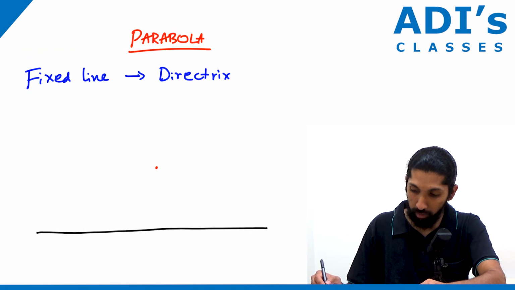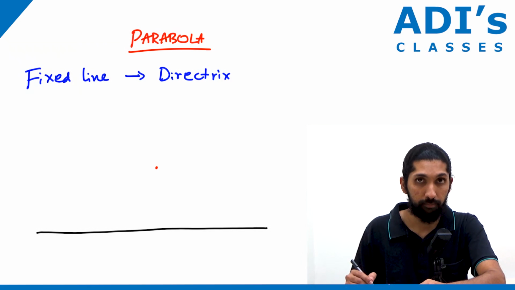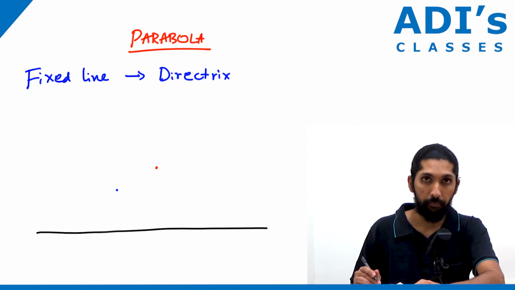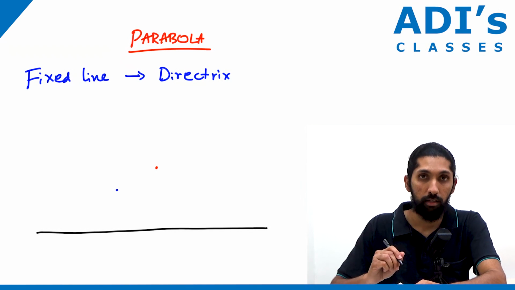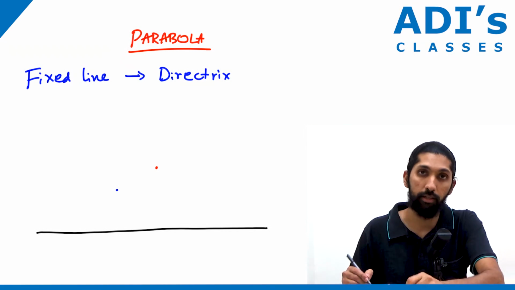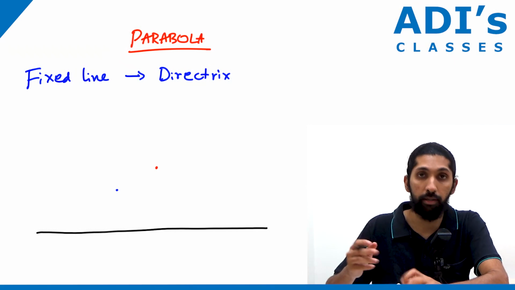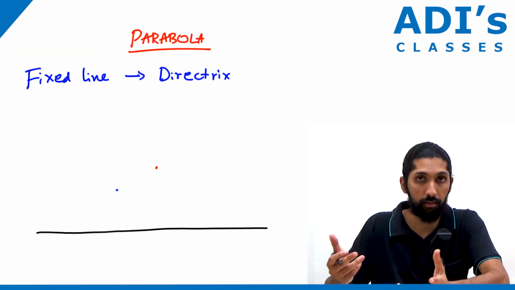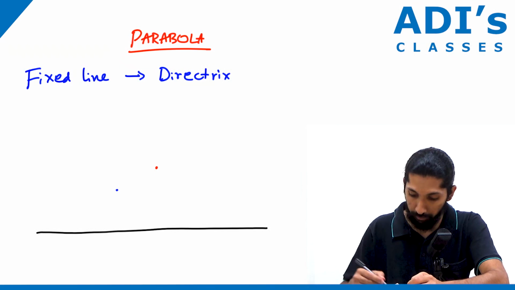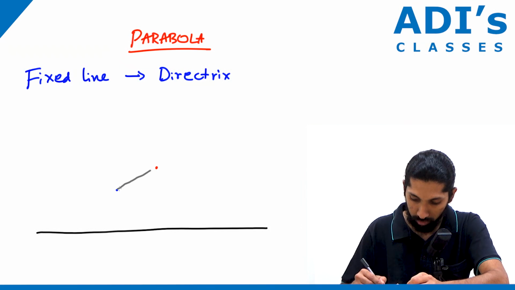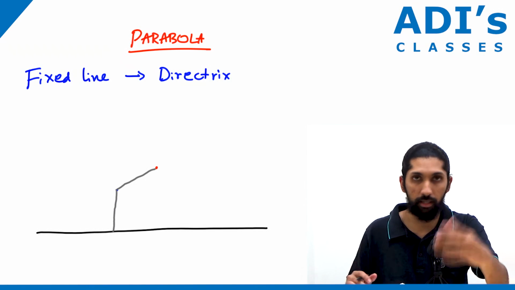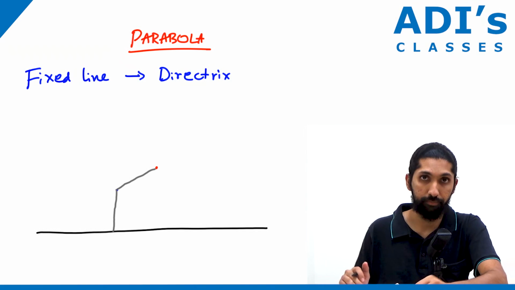Now, for this fixed point and the fixed line, I have a point somewhere over here which is moving in such a way that it is equidistant from the given line and from the fixed point. That defines a particular figure, and that figure is what we call a parabola. Here, I'm going to join this to this and from this to this. It's the perpendicular distance from the point to the line, not any other distance, always perpendicular.